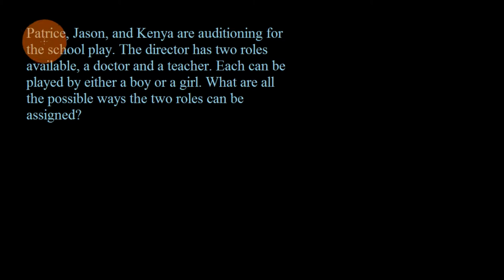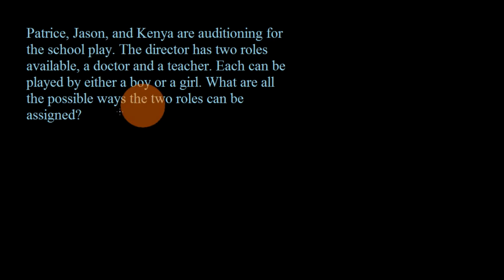We've been looking at probability using counting methods and sample spaces to solve probability, and let's take a look at this problem. It says Patrice, Jason, and Kenya are auditioning for the school play. The director has two roles available, a doctor and a teacher. Each can be played by either a boy or a girl. What are all the possible ways the two roles can be assigned?